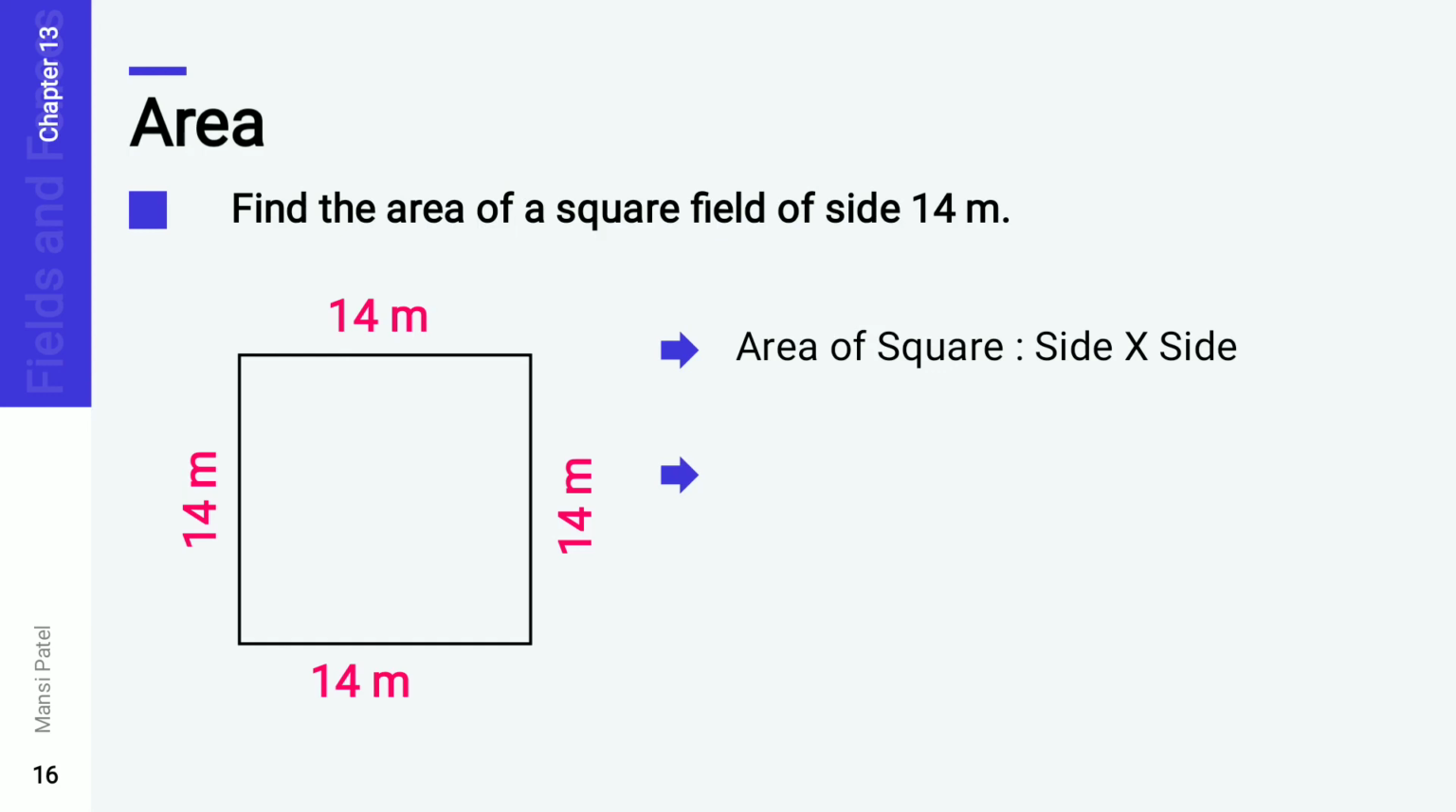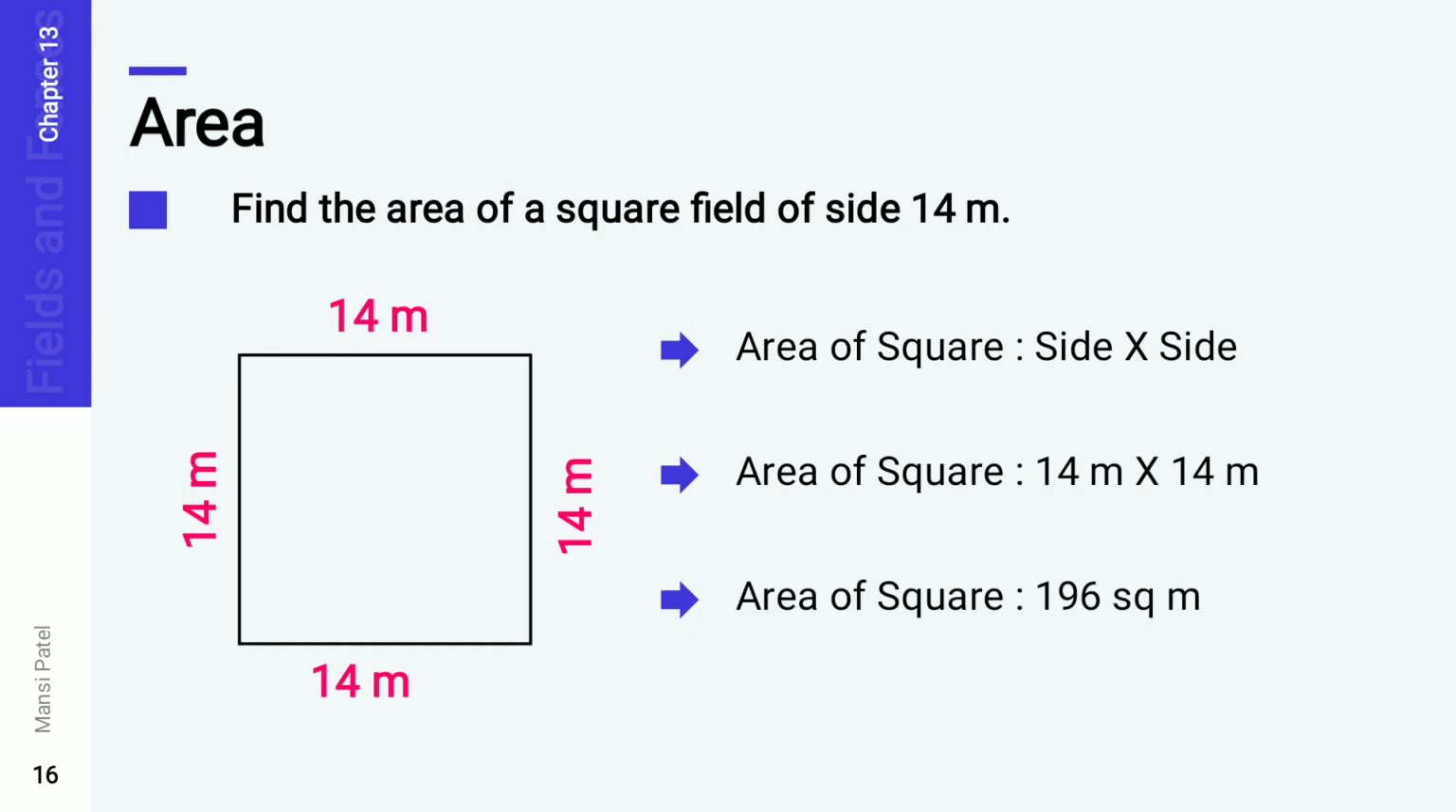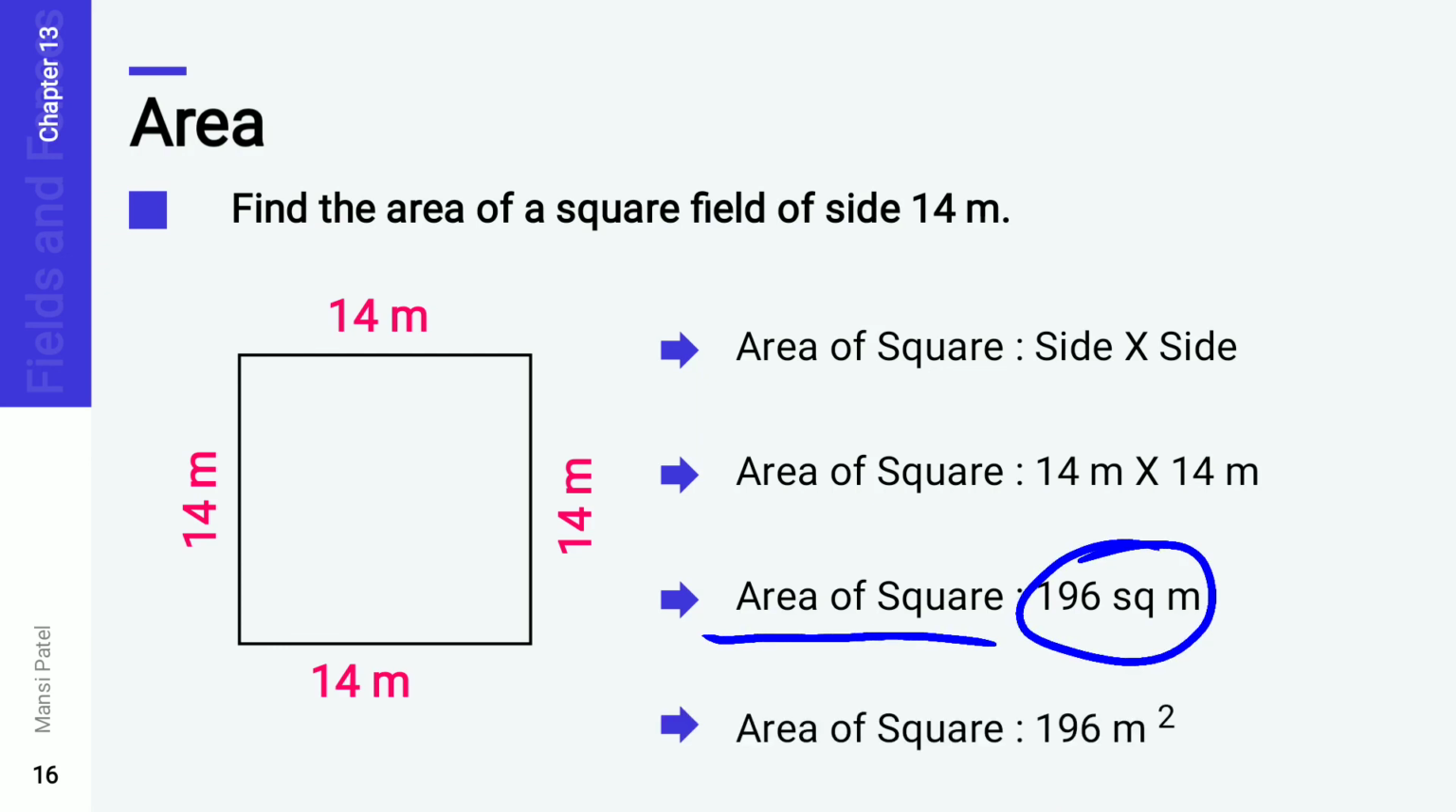What is the side of this square? That is the 14 meter. So area of square is equal to 14 meter multiplied by 14 meter. Do the multiplication of 14 into 14. So your answer is 196 and we are find out the area. Therefore we are write down square meter. If you do not want to write down 196 square meter, then we are write down like this 196 meter square.